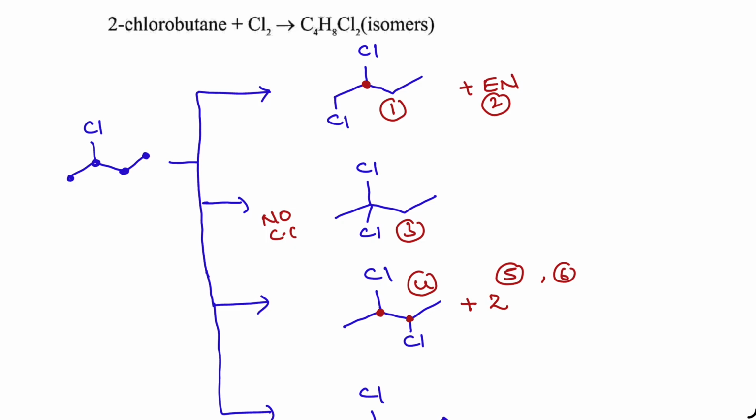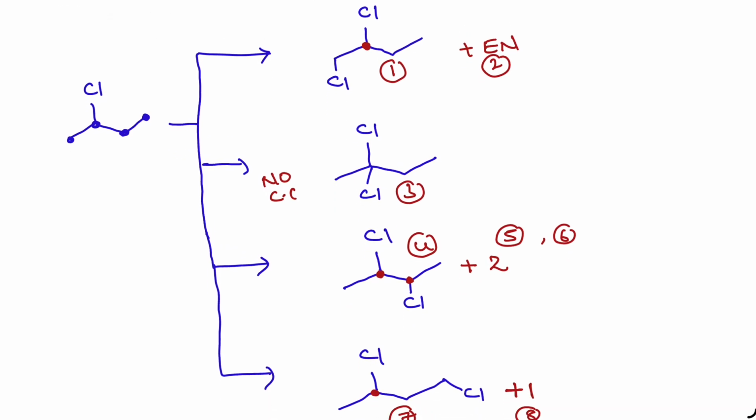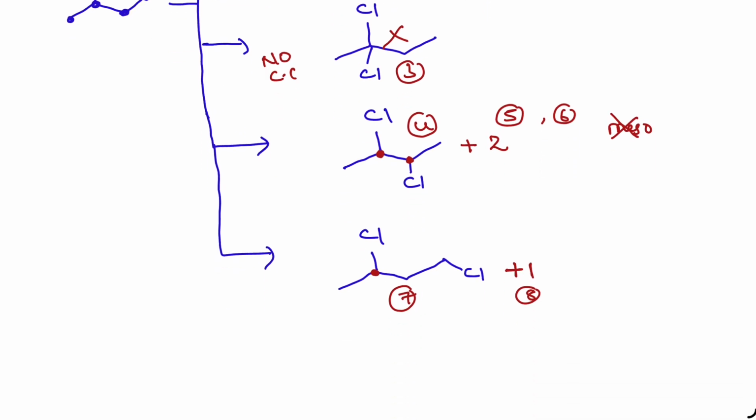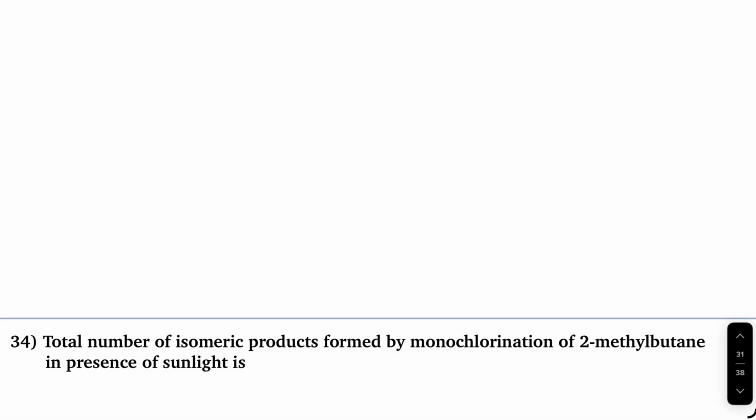But he is asking only optically active isomers. In this, one is meso, we need to ignore. Here there is no chiral center. This is also optically inactive. So 8 minus 2, so the answer will be 6. Totally we are getting 8 isomers. 8 is not your answer because he is asking only optically active.